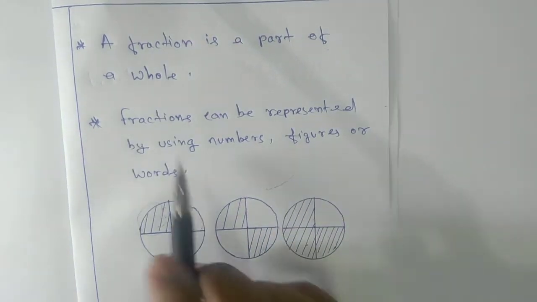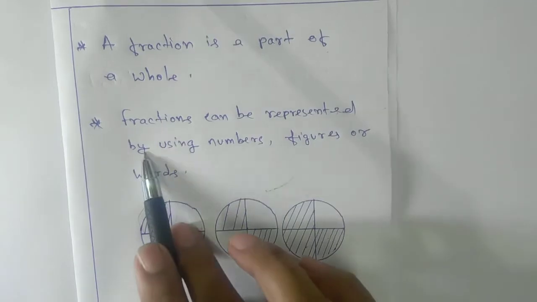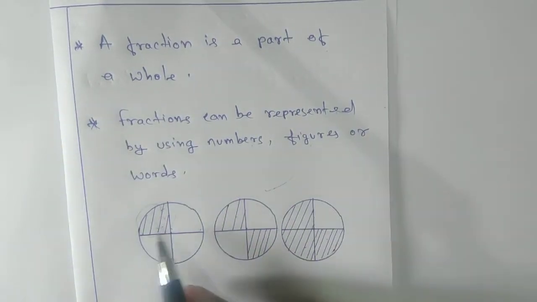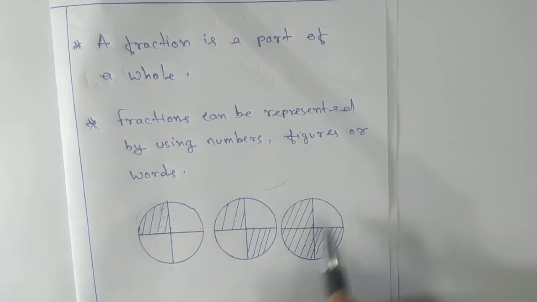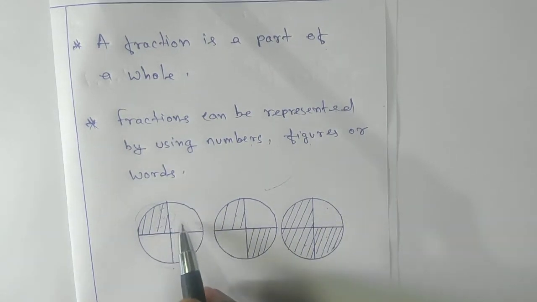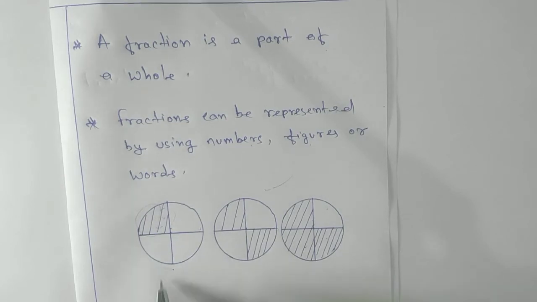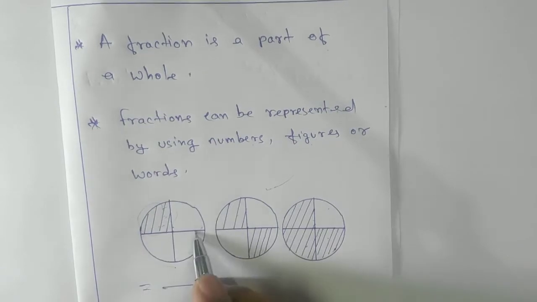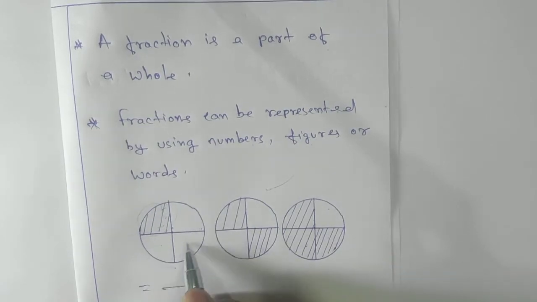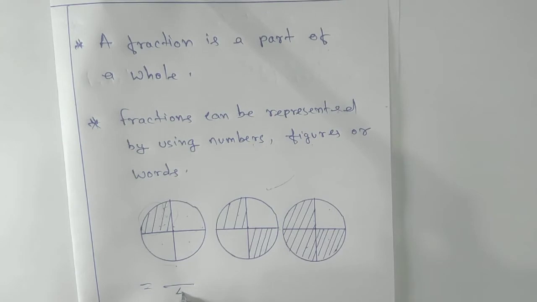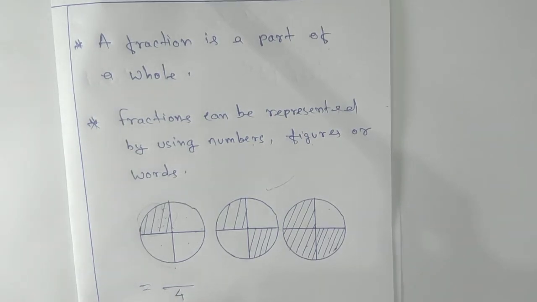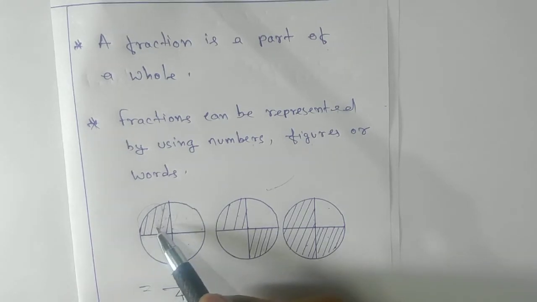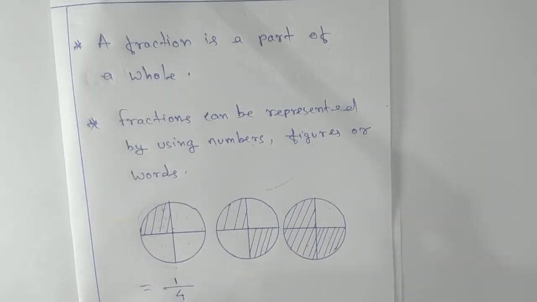Here a fraction can be represented using numbers, figures, or words. Here we have a figure. We can represent this in a number. This whole you have cut into how many pieces? 1, 2, 3, 4. So the total will be at the denominator place. Now count how many you have shaded. Only one, so that is 1 by 4.